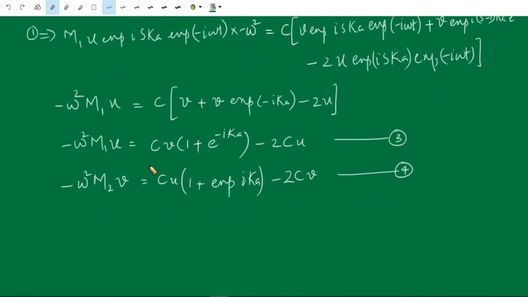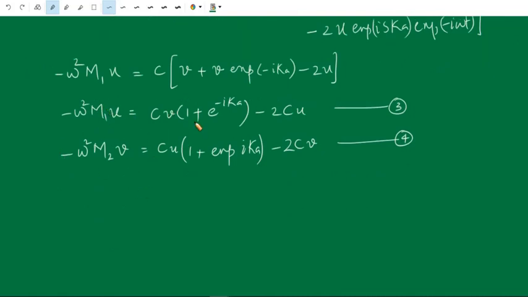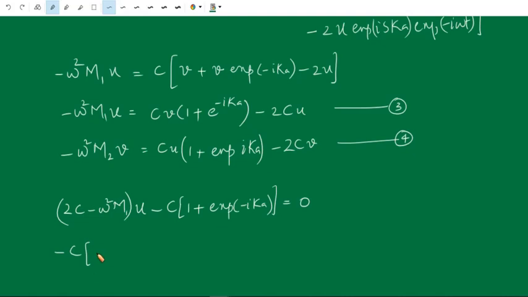If we rearrange this equation once more, taking the coefficients of u and v separately, we get 2c minus omega square m1 into u minus c into 1 plus exponential minus ika into v is equal to 0.